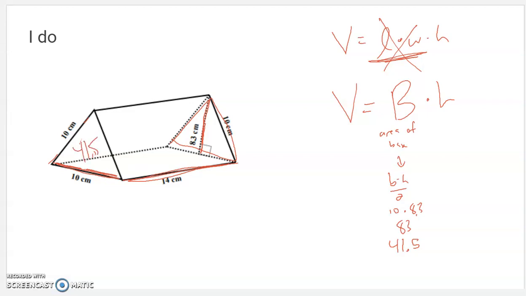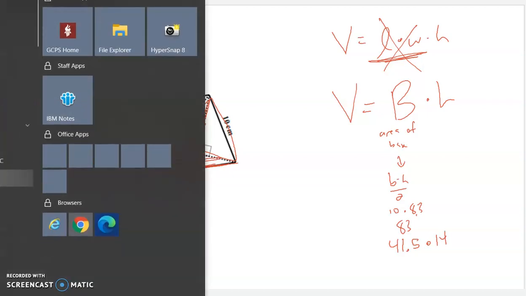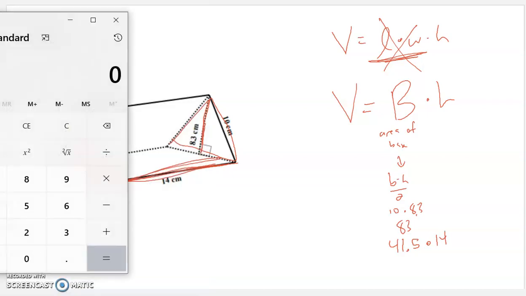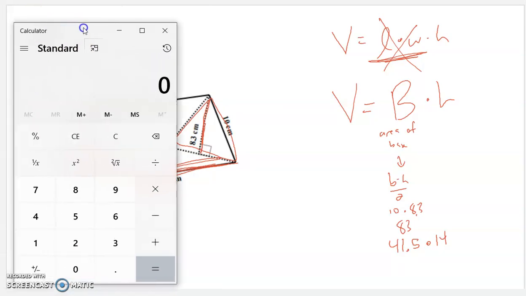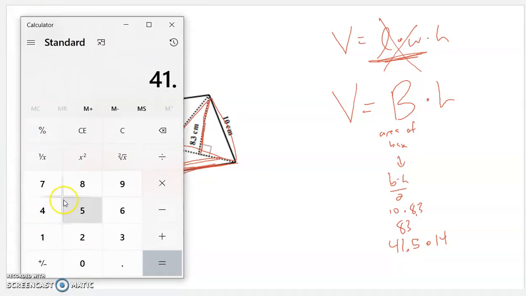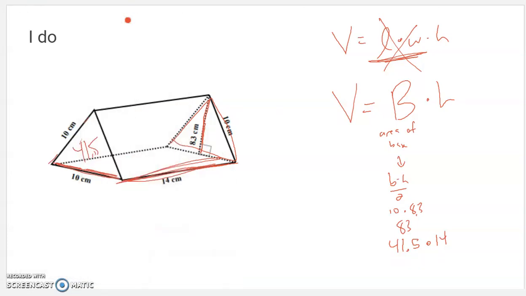And then we're going to multiply all that by the height of the prism. So in that case, it's 14 here. I'm just going to use a calculator for that to speed it up. Find that: 41 and a half times 14. So that triangular prism would hold 581 cubic centimeters.